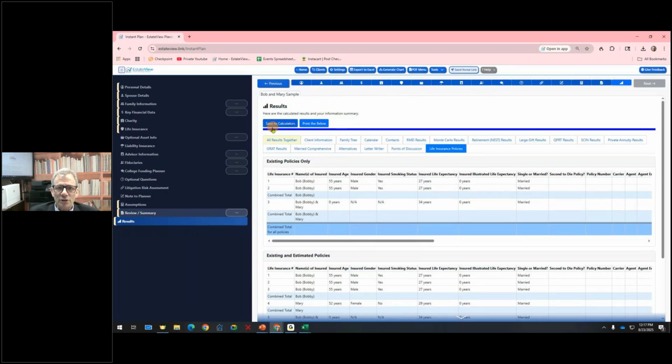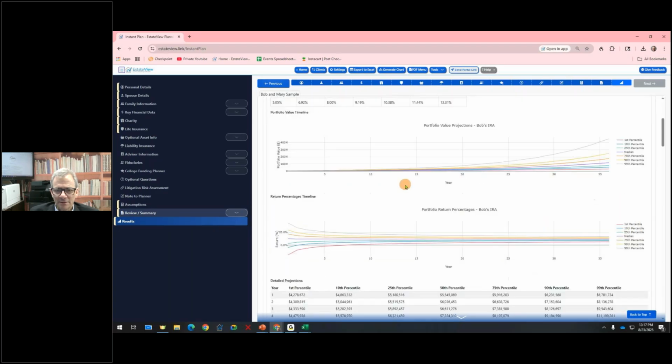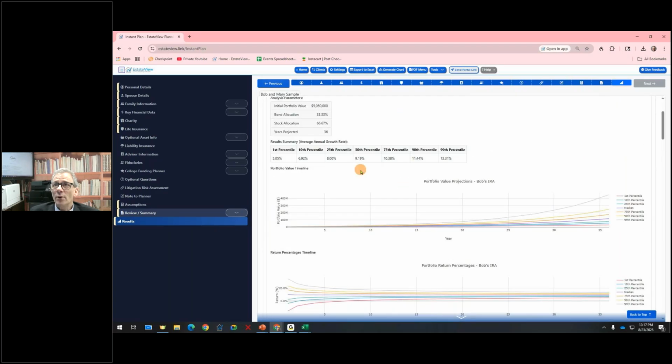Oh, forgot to show you the Monte Carlo analysis. So here's the Monte Carlo analysis. It's an abbreviated Monte Carlo, but based upon 5,050,000, 1/3 in bonds, 2/3 in stocks for 36 years, which was the joint life expectancy. The rate of return, median 9.19, but 10% chance it'll be under 6.92, 10% chance it'll be over 11.44.